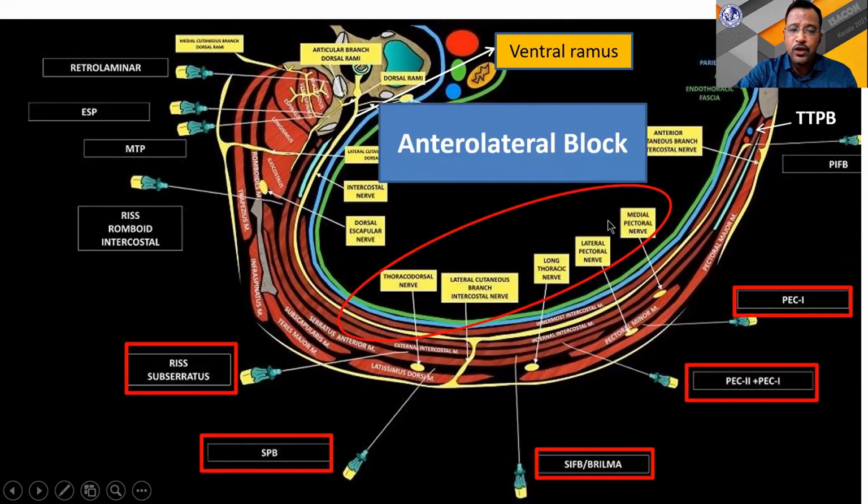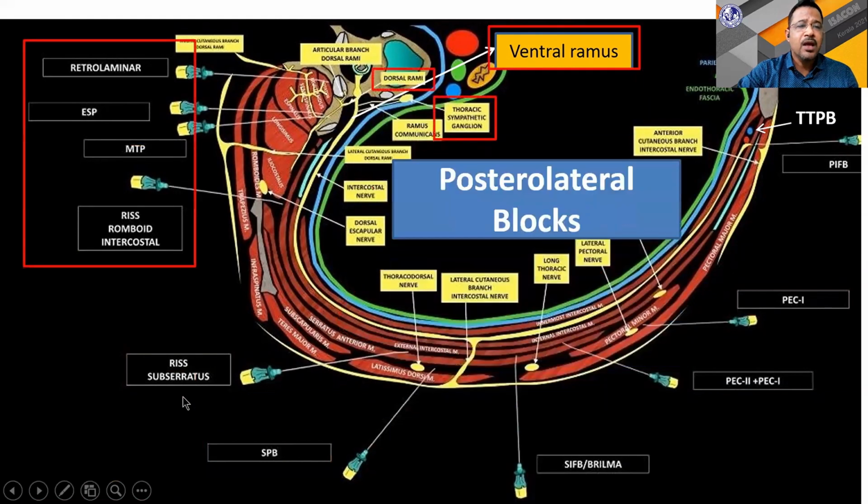Anterolateral blocks, which block the thoracodorsal nerve, the lateral cutaneous branches, the long thoracic nerve, the lateral pectoral nerve, and the medial pectoral nerve. The blocks are the PEC1 block, the PEC2 plus PEC1 block, the serratus plane block, and the subserratus block. And last is the posterolateral block, which blocks at the level where the ventral and dorsal rami come out: the retrolaminar block, the rectospinal block, the MTP block, and the rhomboid intercostal blocks. So these are the different interfascial blocks of the chest wall.